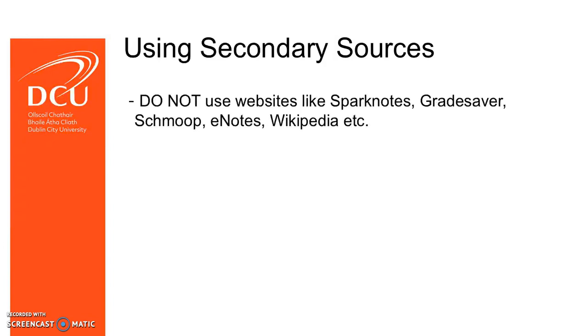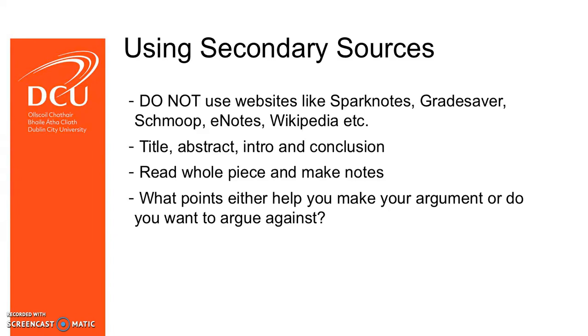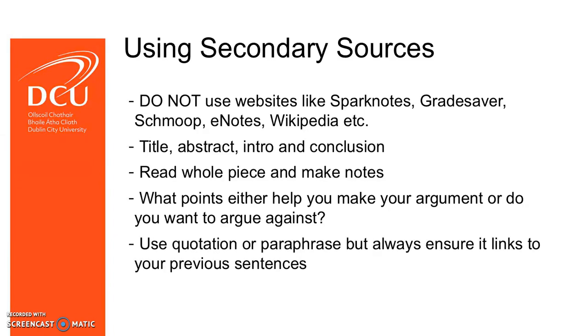Avoid any of the sites mentioned here, sticking to journal articles, books, and introductions that can be found in the library or on Google Scholar. Skim pieces at first, reading the title, abstract, intro, and conclusion. If it's relevant, read the whole thing again, making notes as you go, to help you find points that can help you or you want to argue against. As with primary sources, make sure quotes and paraphrases are relevant, and they aren't just copy-pasted in with no coherence.